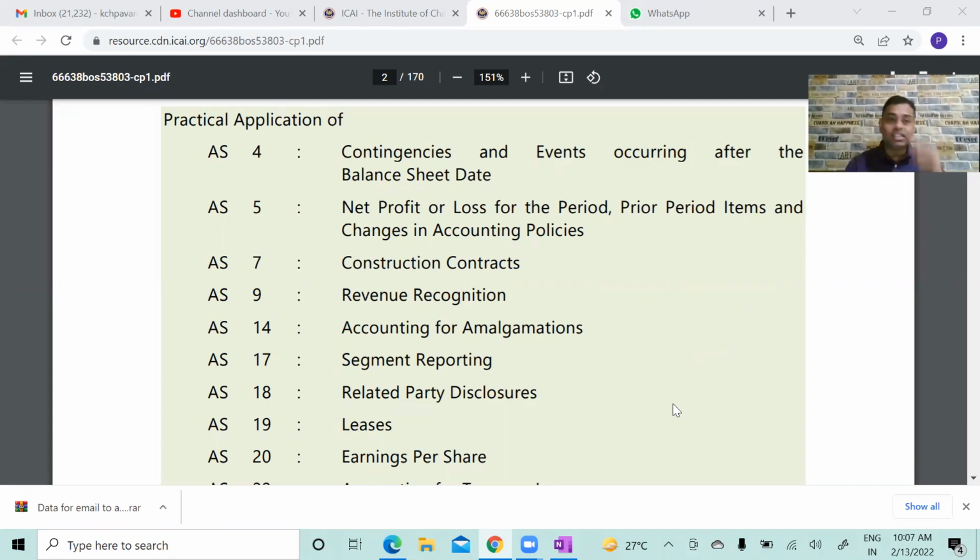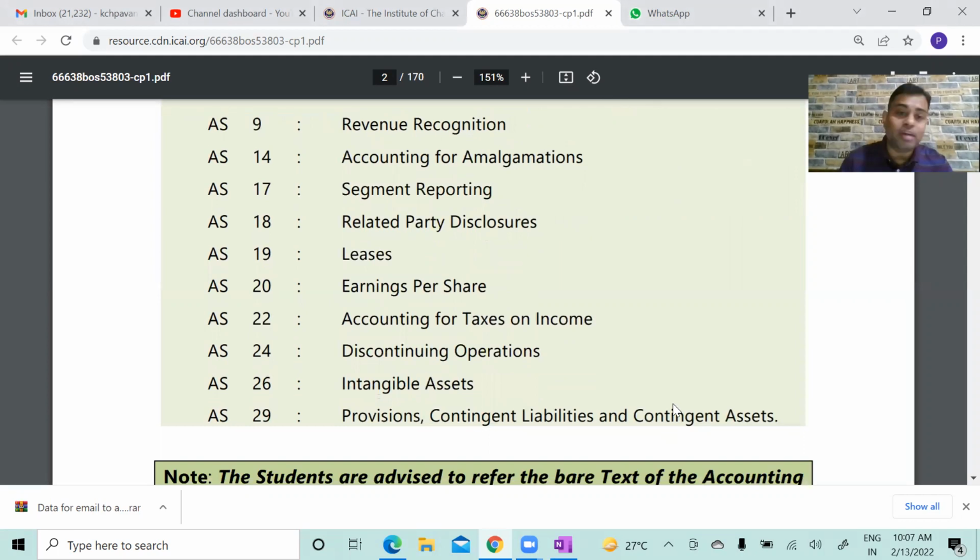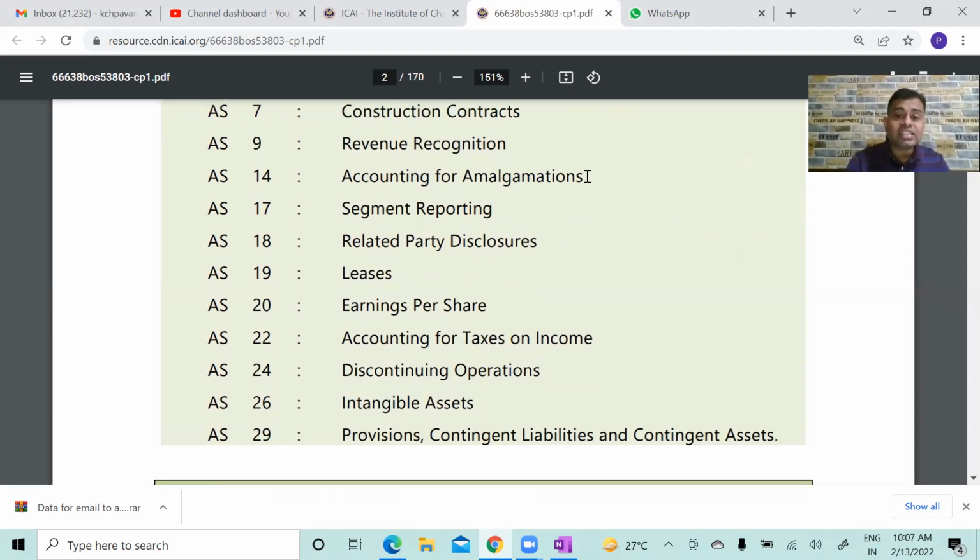Okay, so this is our advanced accounting group 2 CA intermediate syllabus as far as accounting standards are concerned. So what are all the accounting standards we have? We have AS4, 5, 7, 9, 14, 17, 18, 19, 20, 22, 24, 26, and 29. In this list, AS14 is a separate chapter altogether.